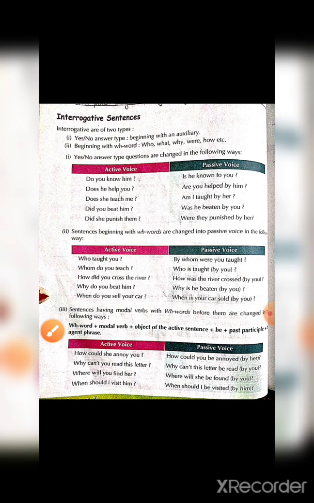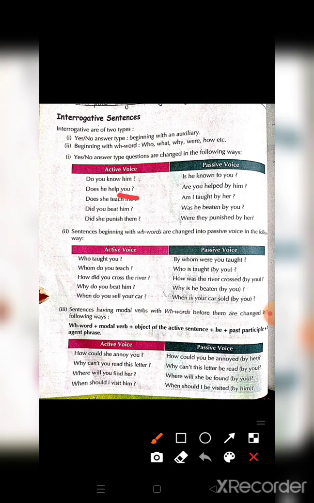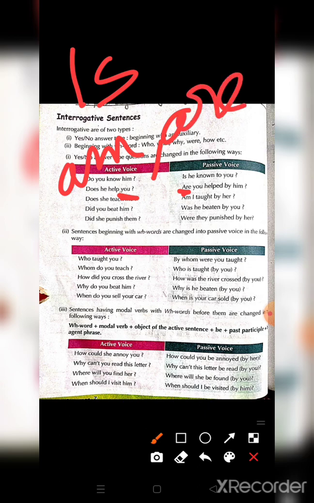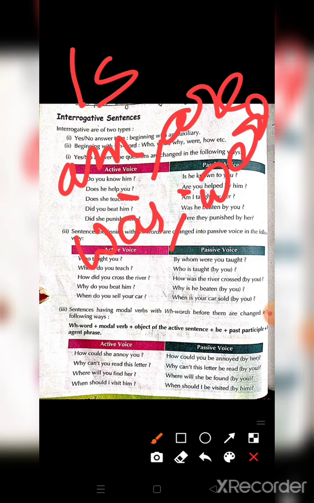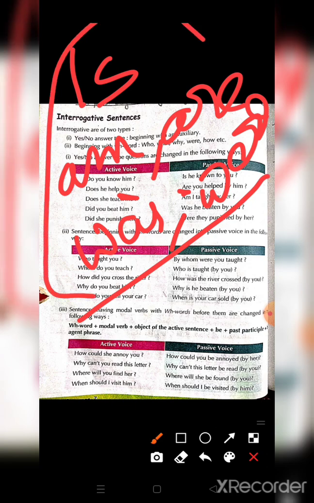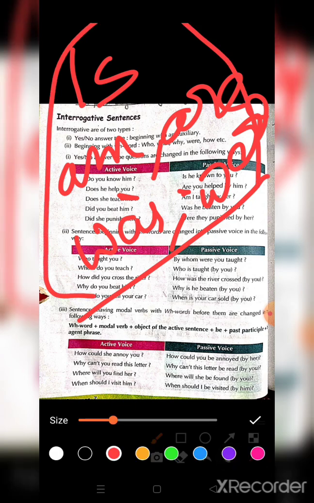So do you know him? So, is he known to you? Then, does he help you? So this is our subject now, right? So according to this subject we will use are. So is, am, are, was, or were will be used in the passive voice. If the question is a yes-no type question in passive voice, we will use this auxiliary verb. Okay, so see this.